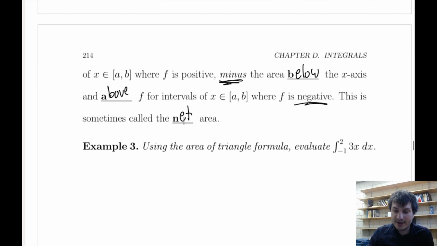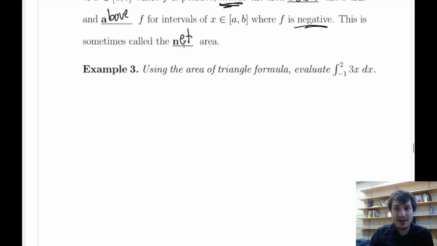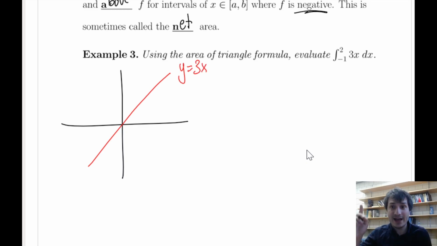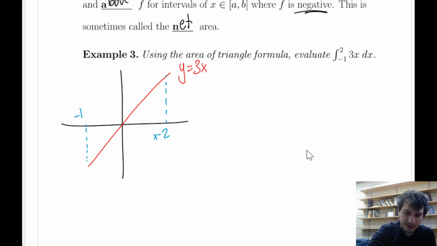Use the area of triangles to evaluate the integral from -1 to 2 of 3x dx. So the function 3x looks like this. That's the function 3x. And we want to do the integral from -1 to 2. The integral is equal to the net area. This is the formula we're going to use to do this problem. What is the net area?